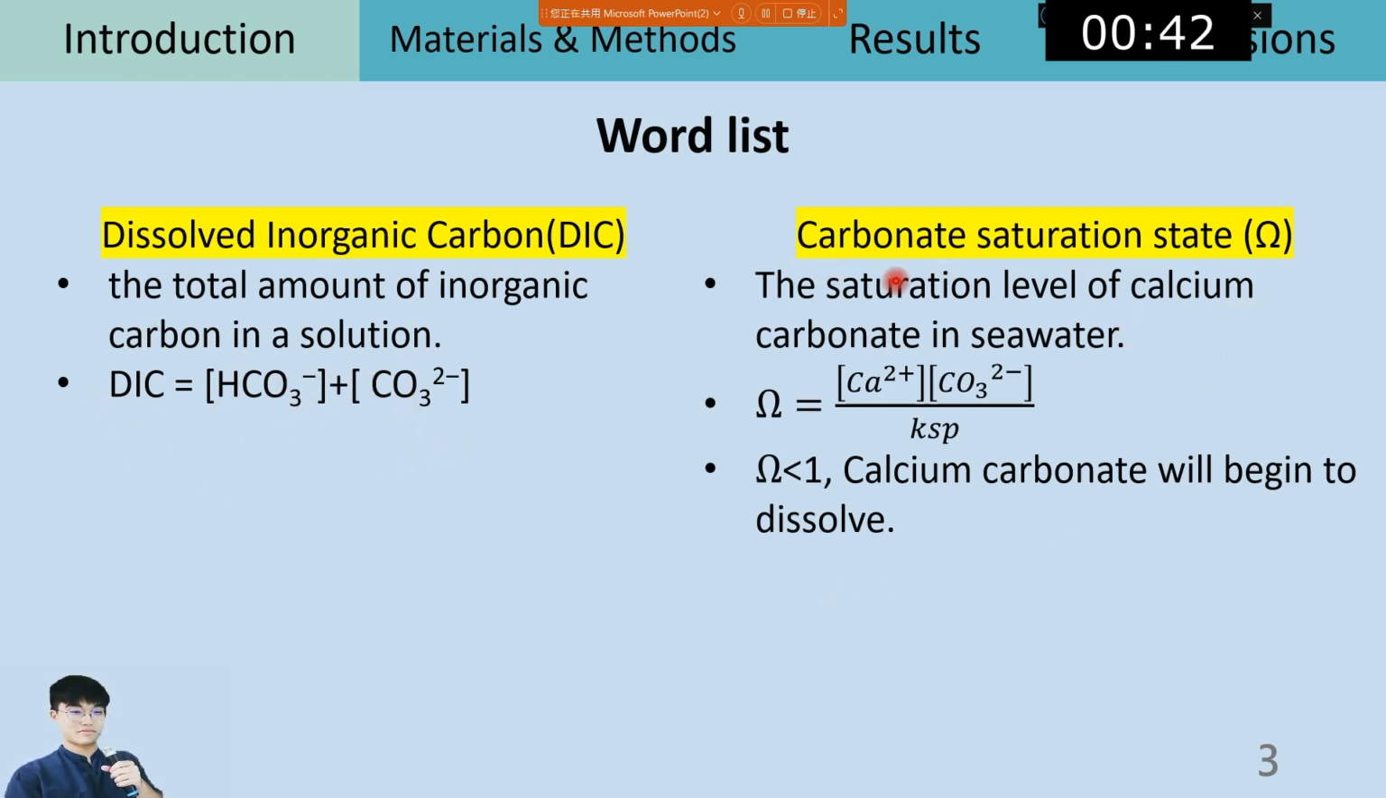And next is carbonate saturation state, omega. The omega means the saturation level of calcium carbonate in seawater. And this is the equation. And when the omega is less than 1, calcium carbonate will begin to dissolve.